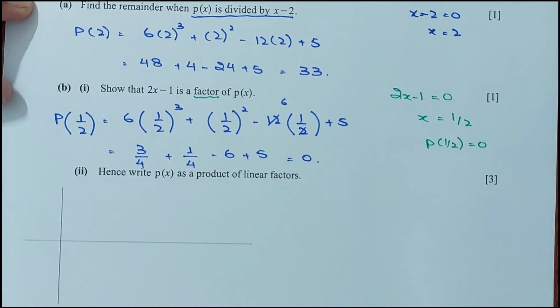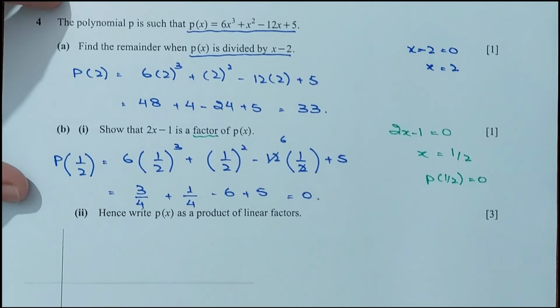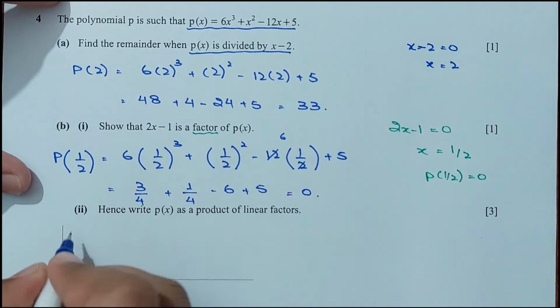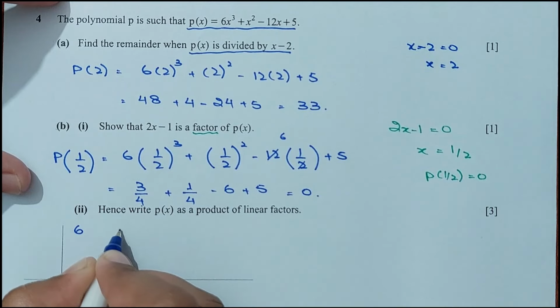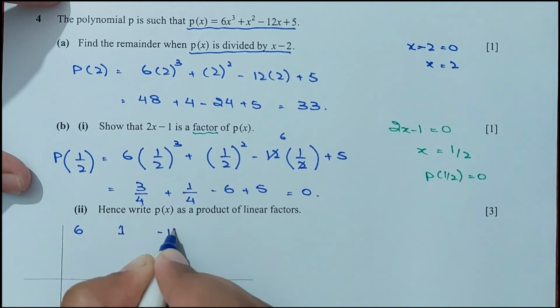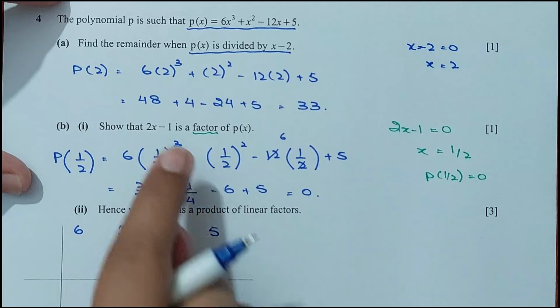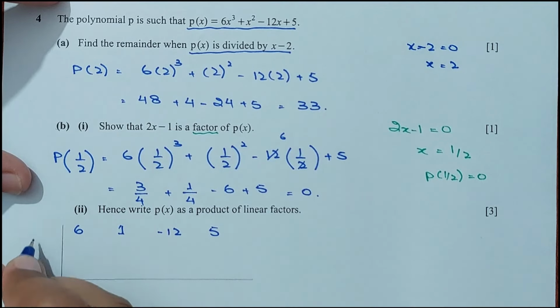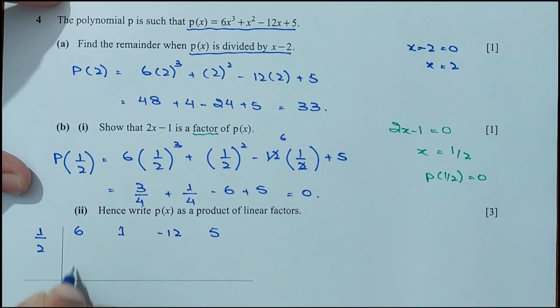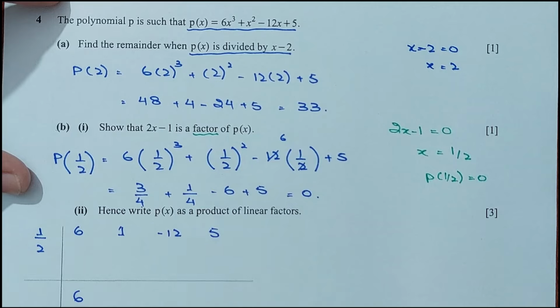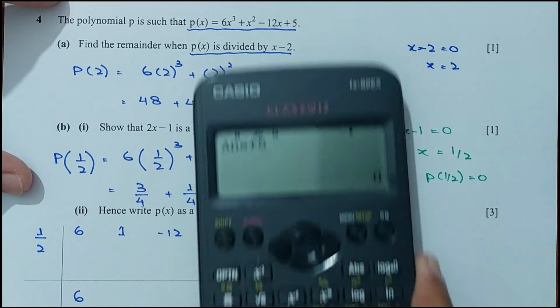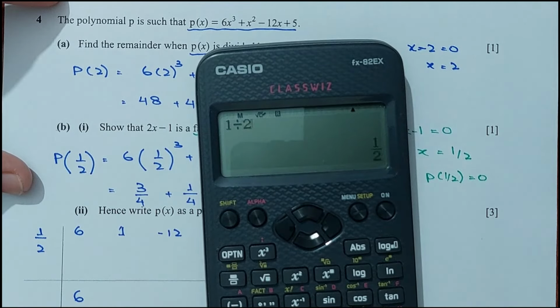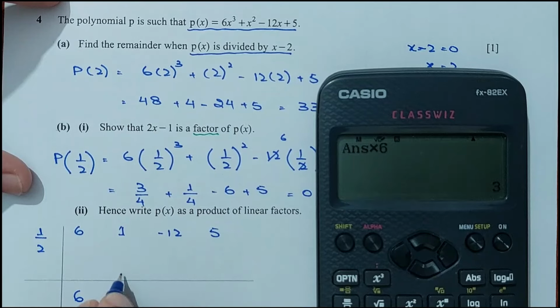Okay, now write down the coefficients of the polynomial p of x: the x cube coefficient, the x square coefficient, the x coefficient, and the constant term. And this is 1 by 2, right? 1 by 2. We have to bring the 6 down as it is. 1 by 2 times 6 is 3, and 1 plus 3 would be 4.